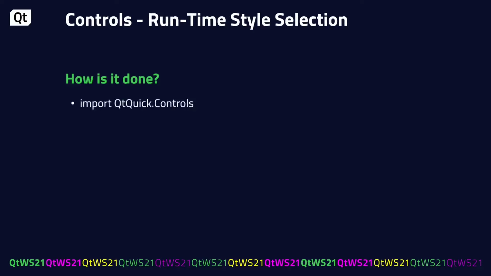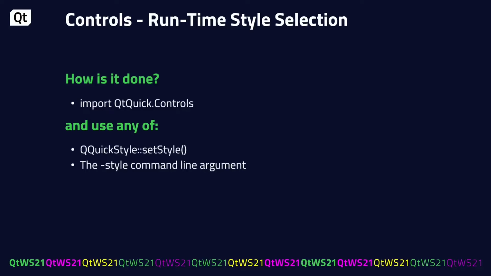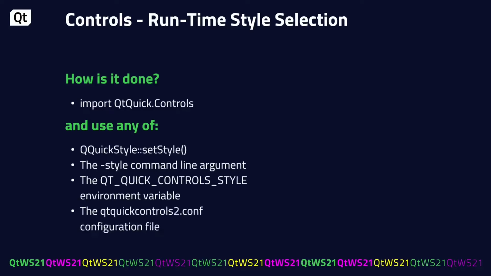So how is it done? The same runtime style selection is done in the way that you're probably already familiar with. You just import Qt controls, and you also use any of these methods. You can set the style from C++. You can use a command line argument. You can use an environment variable or a config file.